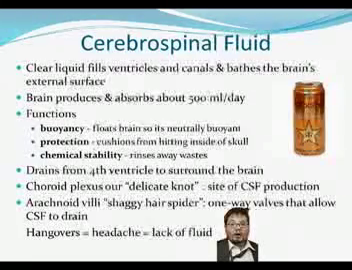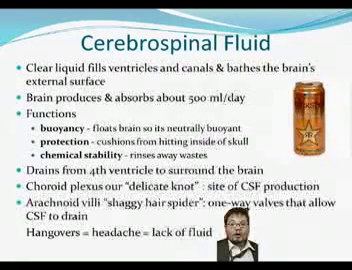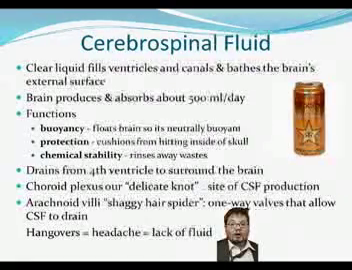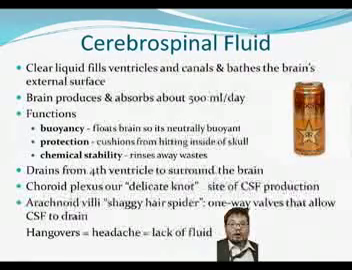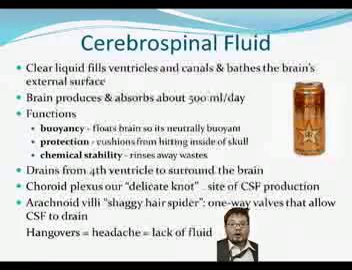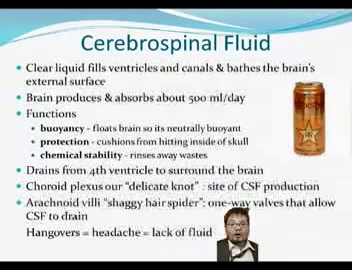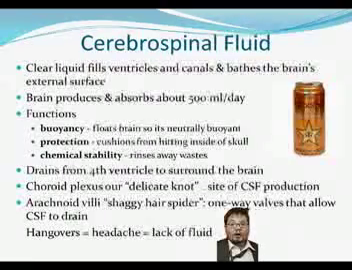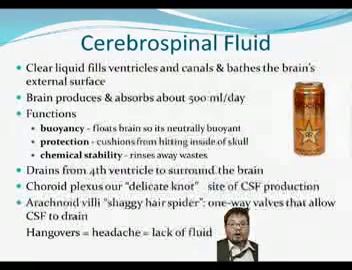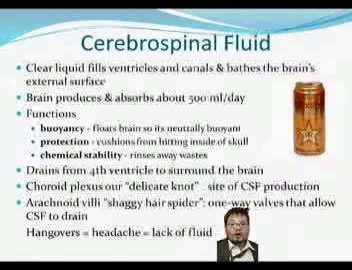The specific structure within the ventricle that's producing this is called the choroid plexus, or in Greek or Latin, the delicate knot. That's the specific site of CSF production, and you'll be able to see this when we do the dissections. And a way to think about the functions of CSF is with a hangover, right?